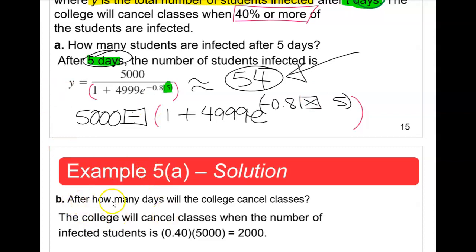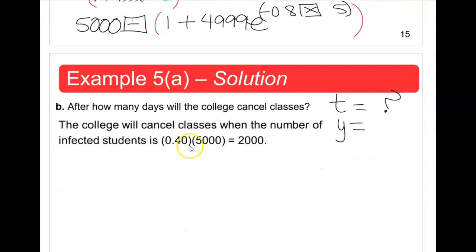Part B says, after how many days will the college cancel classes? So here the question is t. What is t equal to? In the previous question, we had to find the output: how many students will be infected after 5 days? Now we have to find the time. And we know that the number of students that will be infected is going to be y. And remember, it said that they will cancel classes at 40%. So y is going to be equal to 2,000.